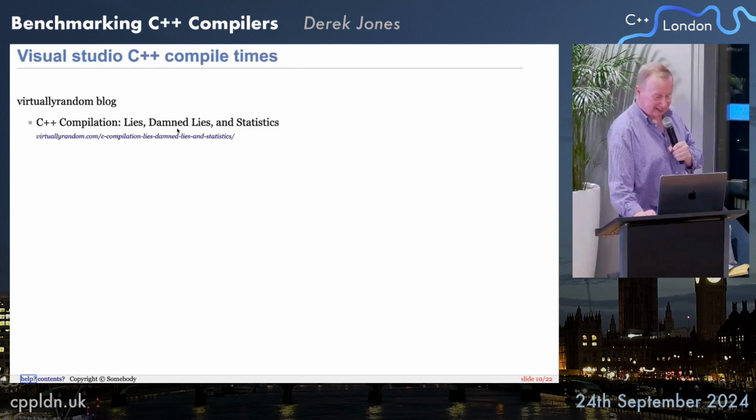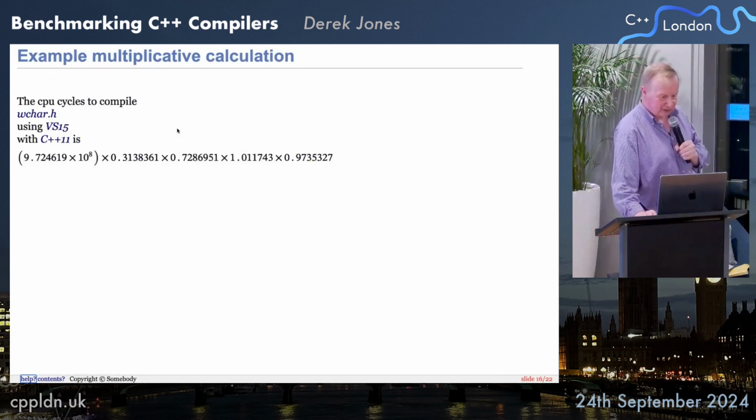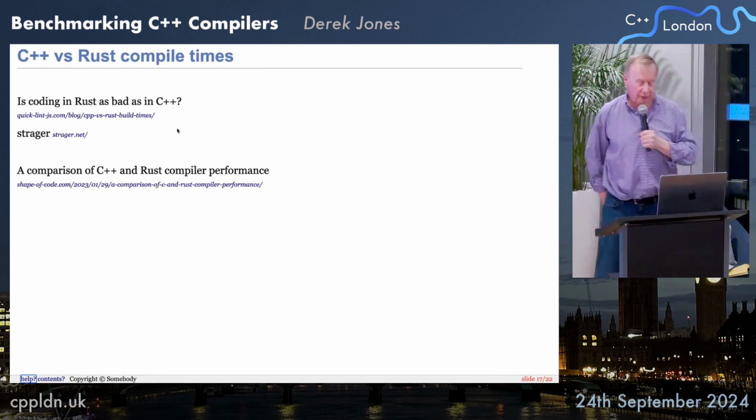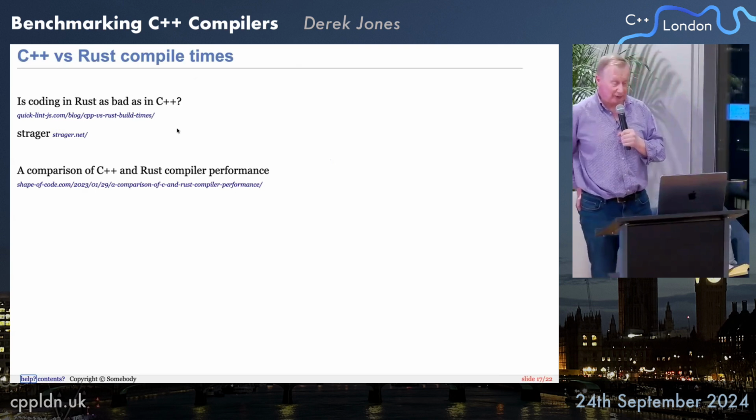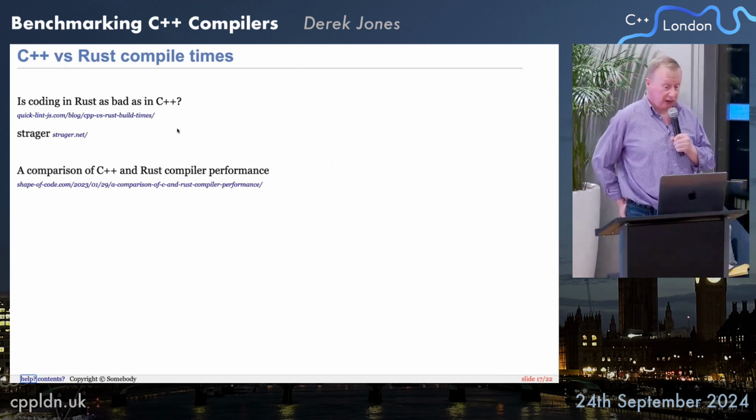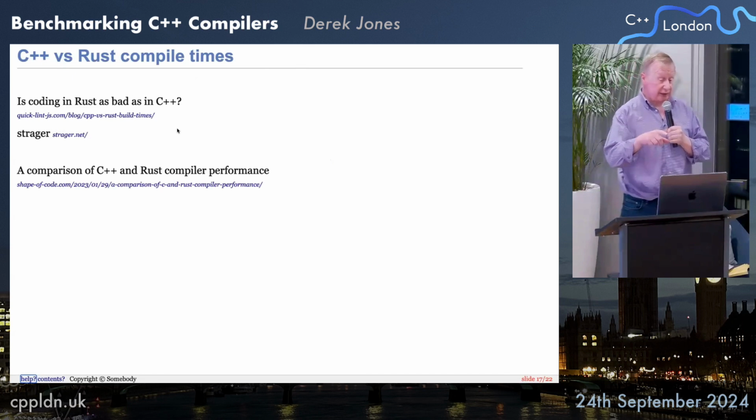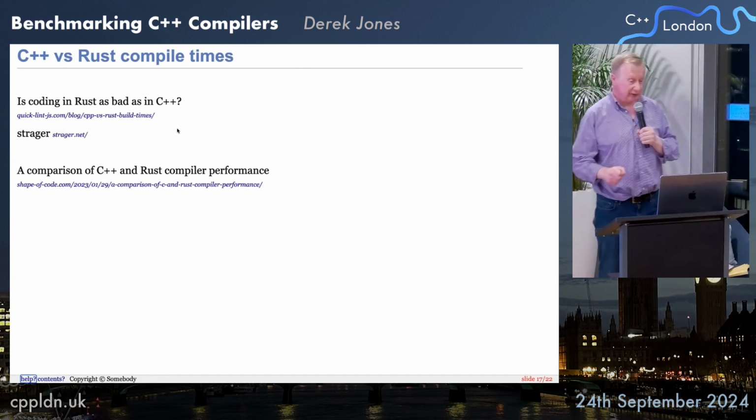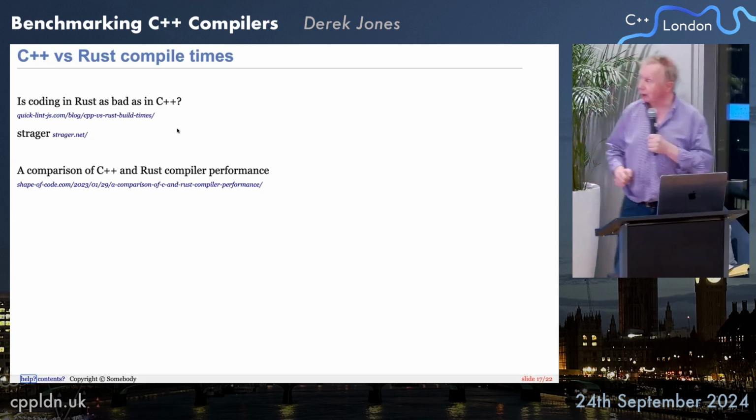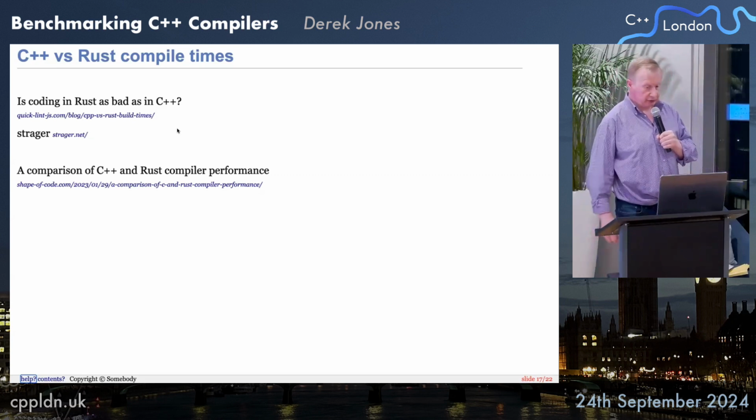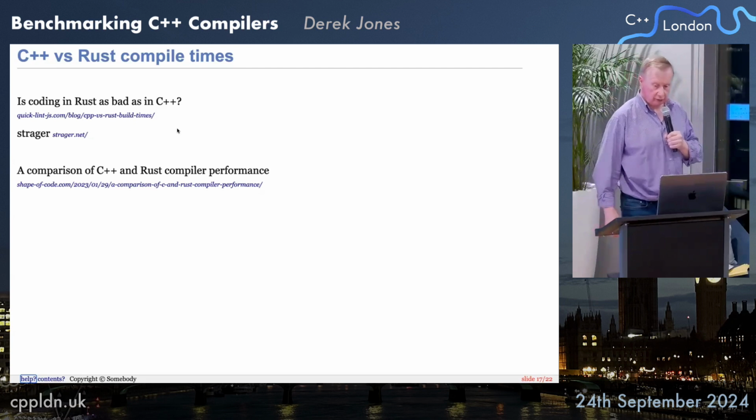Right, okay. So let's move on to the next example. This was another blog post, C++ versus Rust compile times. And again, a blog post. Is coding in Rust, what he actually meant was, is the compile time worse? And this time I have a name, Strager, and there's his blog post. It's a lowercase s. I spelt his name with an uppercase S, and he sent me an email saying, no, I'm lowercase. And there's my blog post where I compare the two.